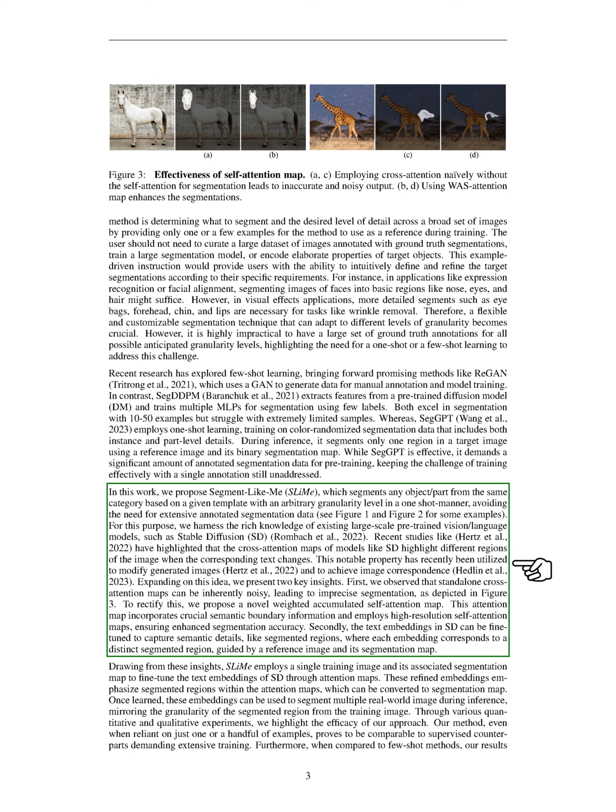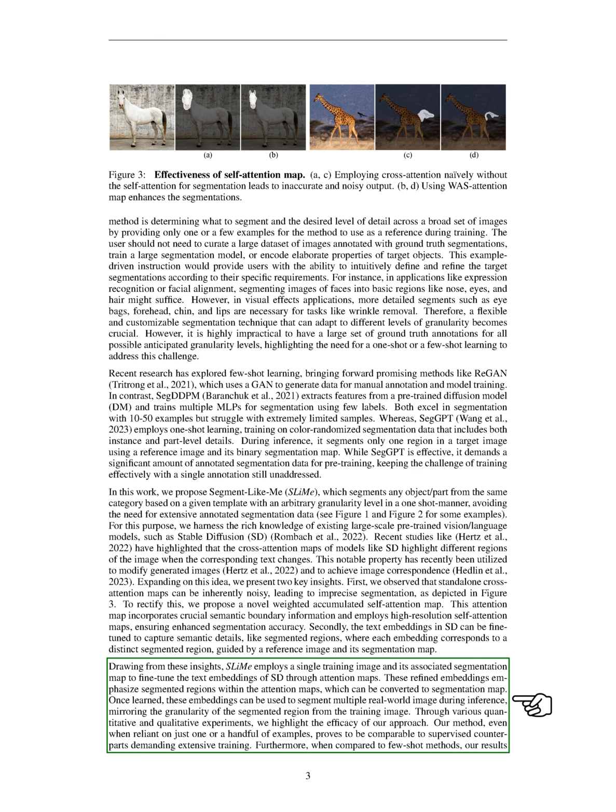We've made two key observations. First, standalone cross-attention maps can be inherently noisy, leading to imprecise segmentation. To fix this, we propose a novel weighted accumulated self-attention map. This attention map incorporates crucial semantic boundary information and uses high-resolution self-attention maps, ensuring enhanced segmentation accuracy. Second, the text embeddings in SD can be fine-tuned to capture semantic details, like segmented regions, where each embedding corresponds to a distinct segmented region, guided by a reference image in its segmentation map.